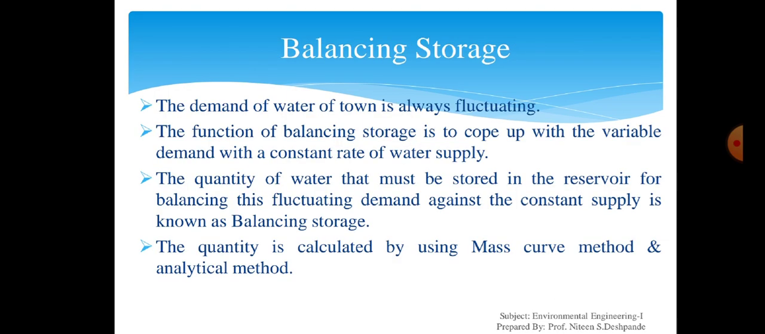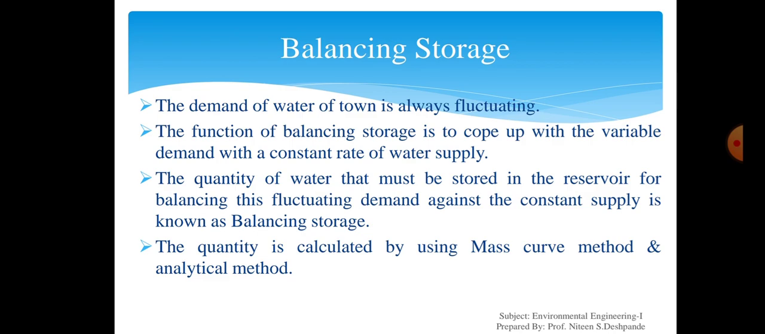First, we will see the balancing storage, or which is called the balancing reserve. The demand of water of a town is always fluctuating, which means in the morning and evening hours the demand is huge, and in case of the other hours the demand is very low. So, if the demand is fluctuating, the pressure will also fluctuate. The function of this balancing storage is to cope up with the variable demand with the constant rate of water supply from the treatment units.